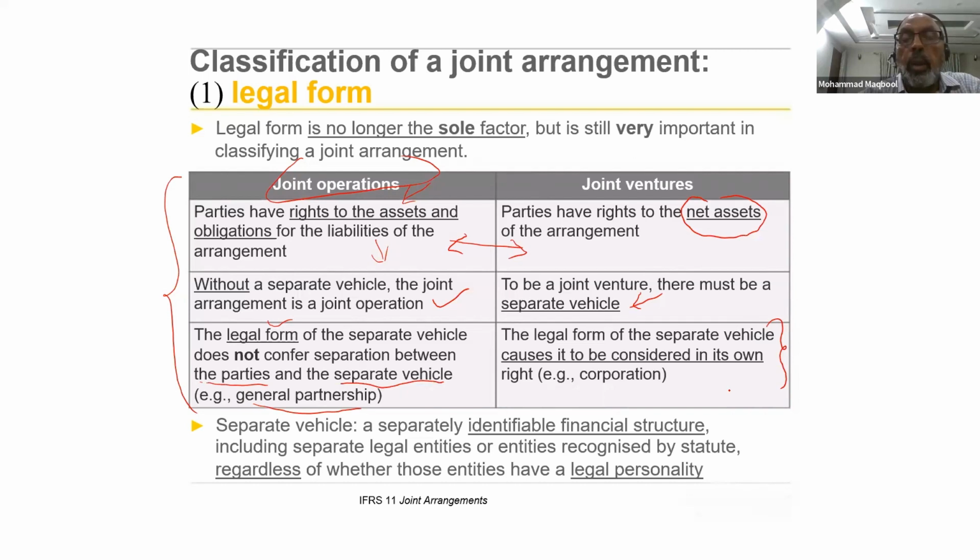A separate vehicle is a separately identifiable financial structure, including a separate legal entity or entity recognized by statute, maybe the Partnership Act, regardless of whether those entities have a legal personality or not. You know, a corporation has a legal personality, holds the asset in its name, a partnership does not hold the asset in its name. So even where a separate legal entity is there, unless there is a separation between the separate vehicle and the investor, we don't term it a joint venture.